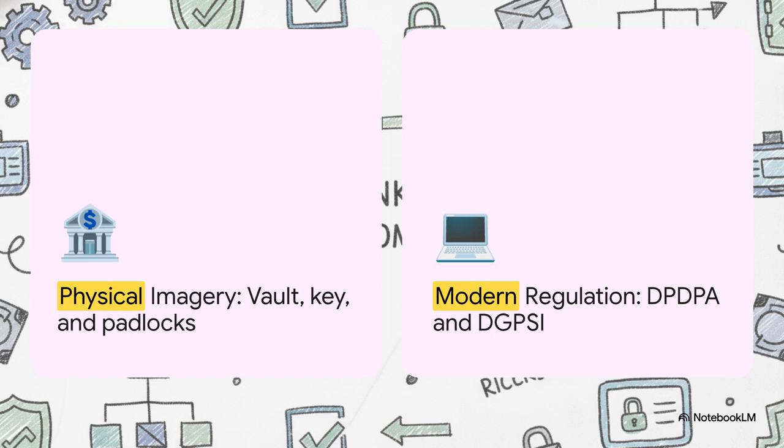But then, right alongside it, you have this incredibly modern text referencing the DPDPA, that's the Digital Personal Data Protection Act, and DGPSI. By mixing these two worlds, the graphic anchors the totally invisible threat of digital data breaches right into a tangible physical reality. It's a really clever way to visually illustrate just how robust this compliance framework actually is.